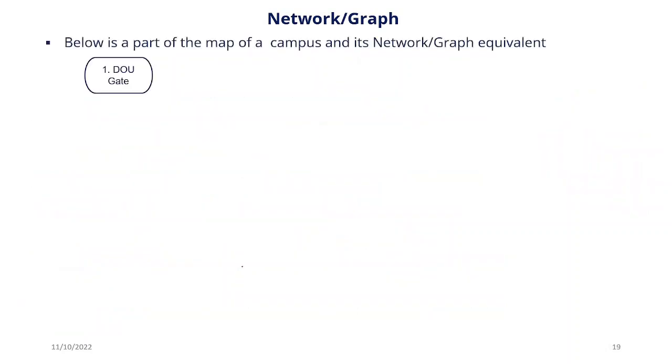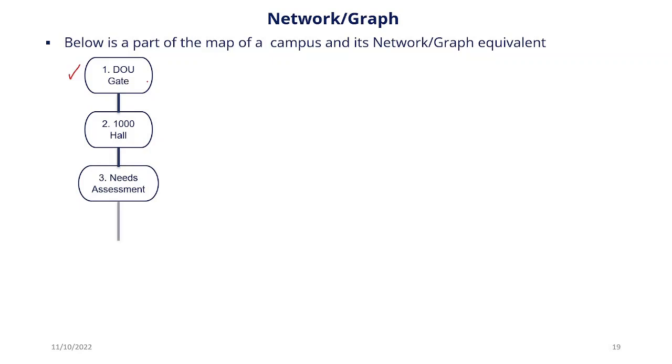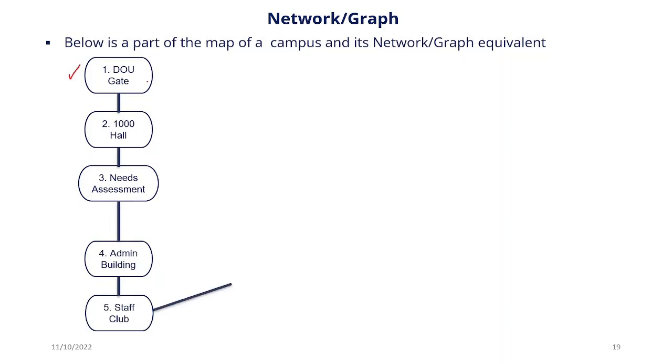What I'm going to show below is a part of a campus map. Now this is the campus gate, the gate of the campus, so I'm going to call it DOU gate. And it connects to, just by the gate, there is a big building that is called the 1000 capacity hall. And then there is another building that is called the needs assessment building. And then there is an administrative building. And then there is a staff club after the administrative building. And then we have the faculty of computing.